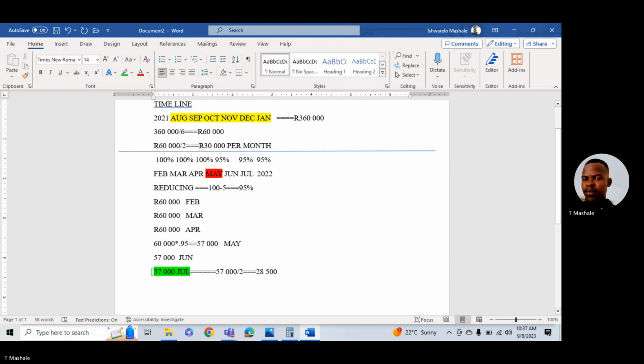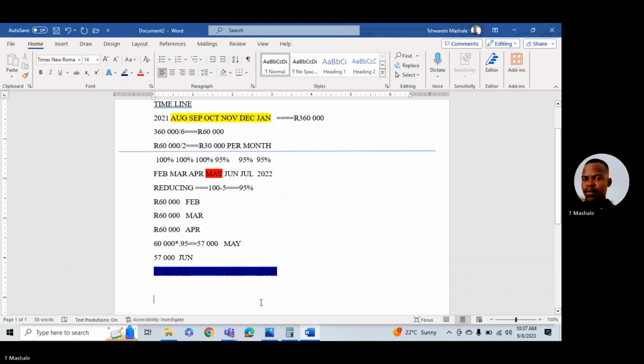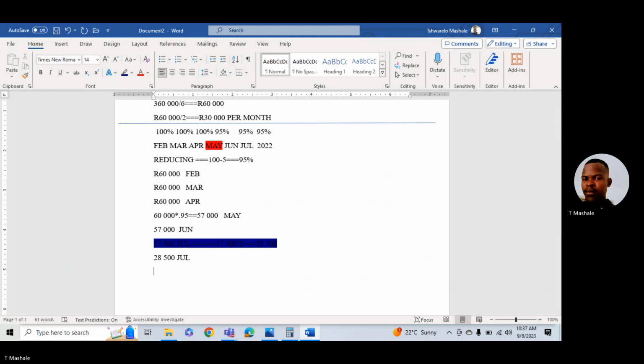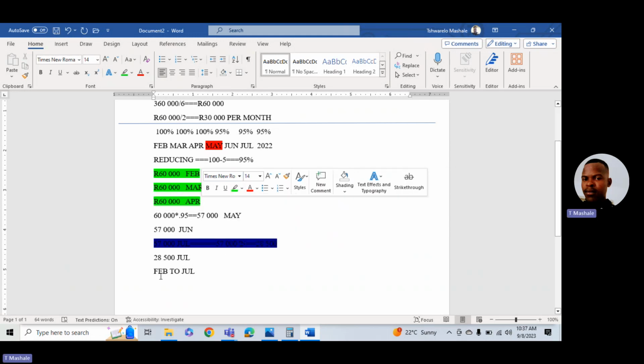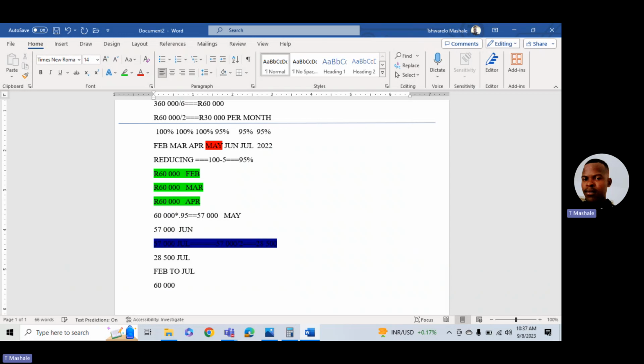So that means for the month of July, the correct amount to be paid will have to be 28,500. It can no longer be 57,000. So what are we going to do now? We are going to say for the second half, which is from February to July, we have 60,000 plus 60,000 plus 60,000, which is 3. So I'm just going to say there on the calculator, 60,000 multiplied by 3 is 180,000.